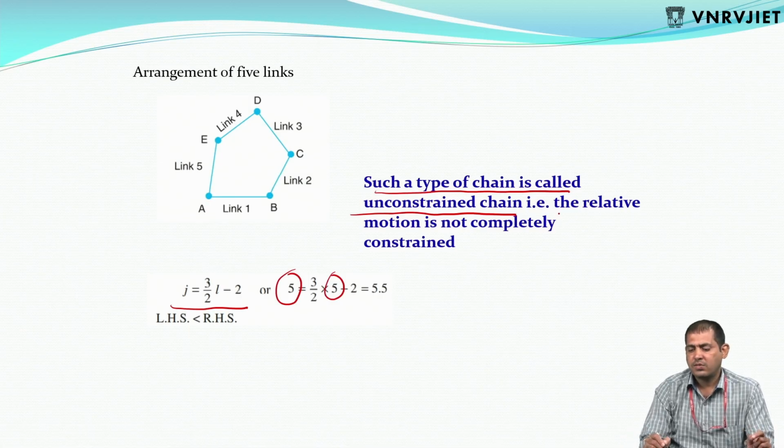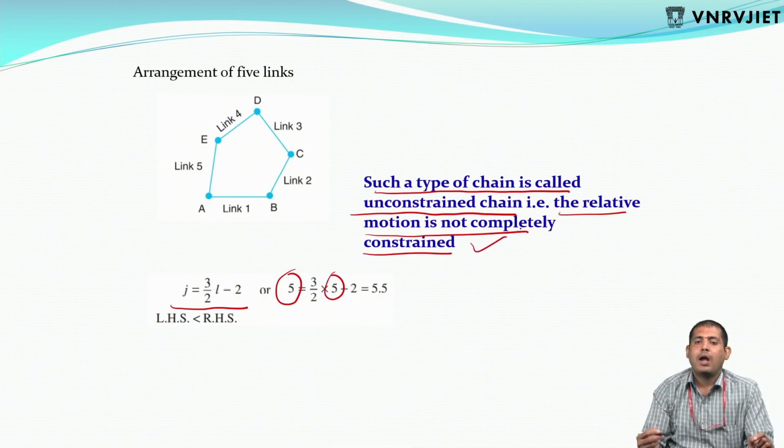So basically we are not going to use this in most cases. Only a few examples will we discuss. The relative motion is not completely constrained. This is called an unconstrained chain. This is because of 5 links.